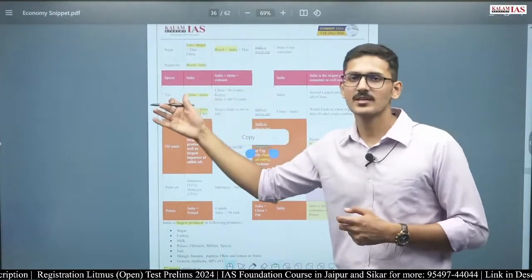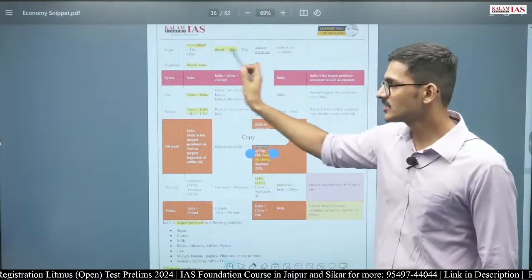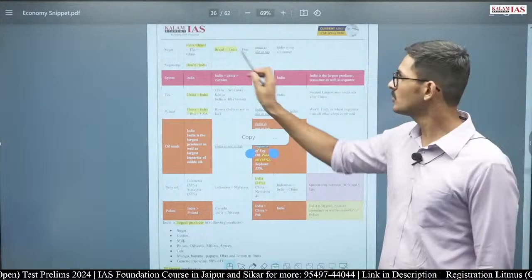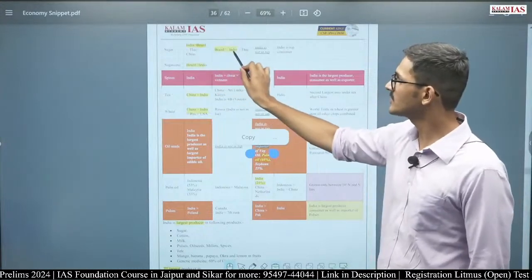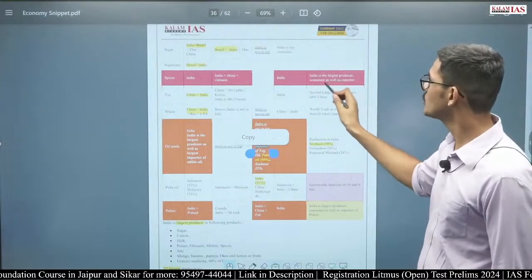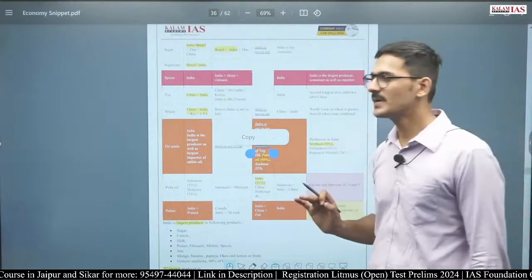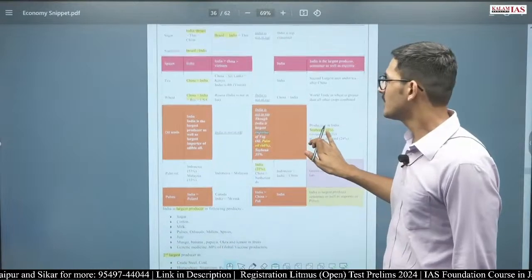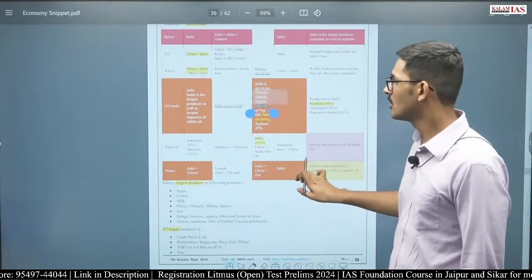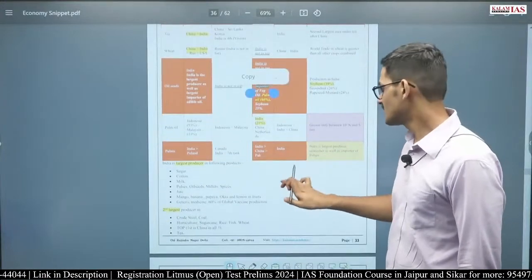Spices is a special category where India is the largest producer, largest exporter, as well as largest consumer. So this data is about production, this is export, this is import, this is consumer. India is the largest producer, consumer, and exporter of spices. In tea, India is the second largest producer. In wheat, India is the second largest producer. In oil seeds, India is the largest producer.